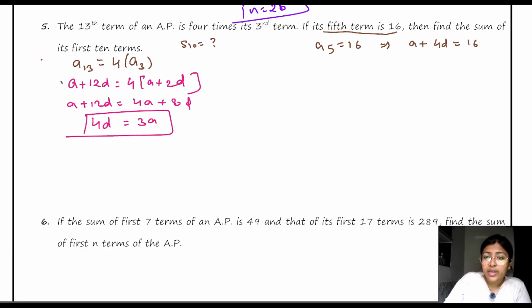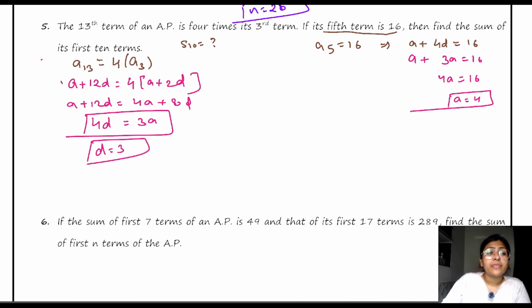And another relation we have, A plus 4D is equals to 16. So instead of 4D we can put 3A. Yes, very good. So it is going to be 4A is equals to 16. So the value of A is 4. We got the value of A. So we can find out the value of D. So the value of D will be 3.